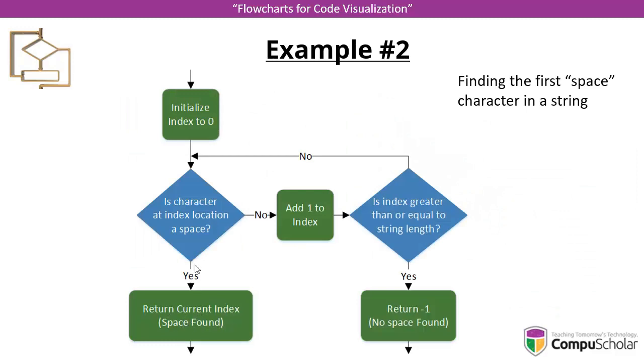That's pretty straightforward. But if that character is not a space at that index, we need to increase the index by 1. That's a concrete action. And then we're going to ask another question. Have we run off the end of the string? So is the index greater than or equal to the string length? If the answer there is yes, then we'll have to return -1. That means we didn't find the space at all. And if the answer is no, then we come right back up here basically to the top of our loop, and we check and we see if the new index that we calculated is now pointing at a space character.